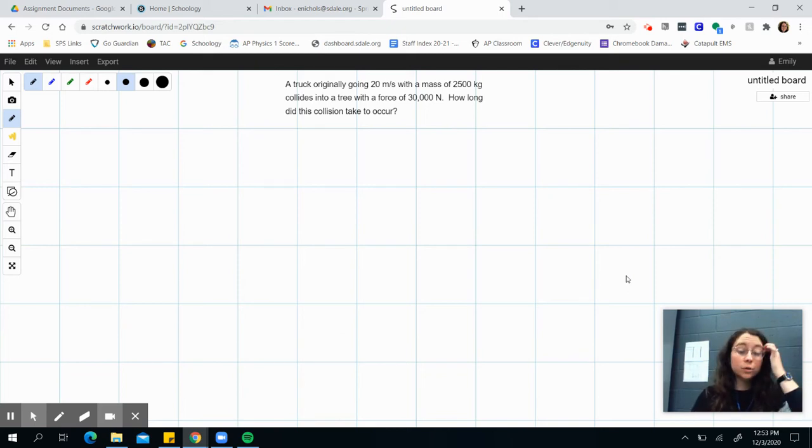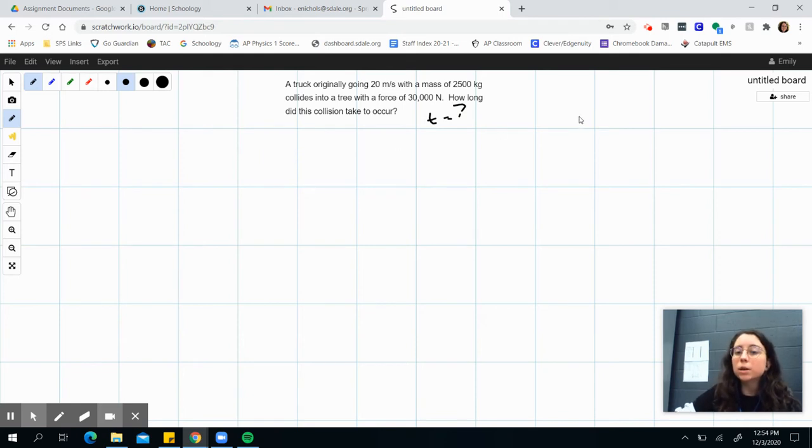So I have my first problem in front of me, which is a truck originally going 20 meters per second with a mass of 2,500 kilograms collides into a tree with a force of 30,000 newtons. How long does it take this collision to occur? So we're looking for time, all right?